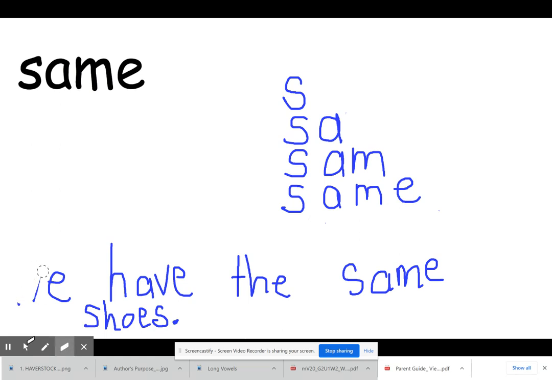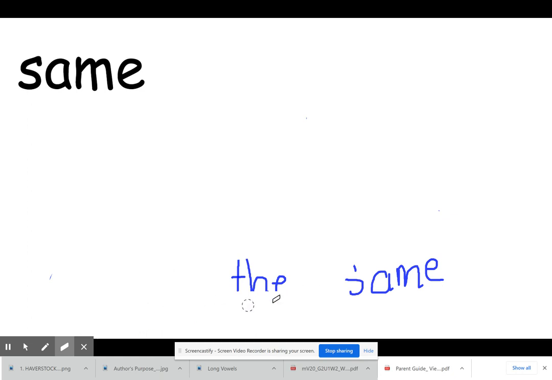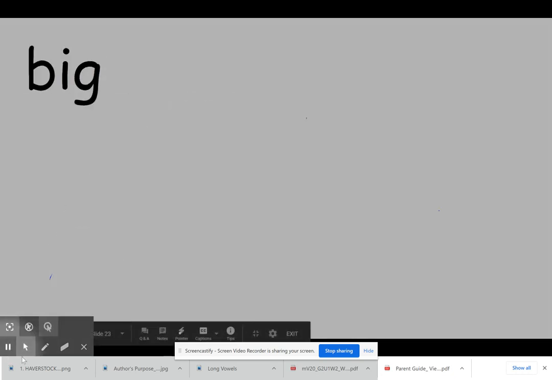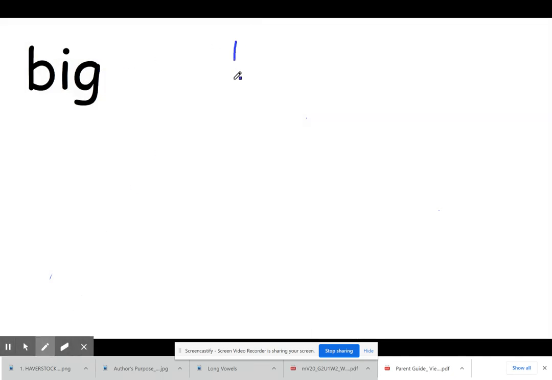Before we go to the next slide, I'm going to go ahead and erase my work here. And that was the word same, and we practiced writing it with our stair steps, and then we practiced with a sentence, and you either came up with your own sentence or you were copying my sentence. And so the next word we're going to do is going to be the word big, and we're going to do our stair steps. So I'm starting out with my first letter, B. And then I need to do my first and my second letter, B, I.